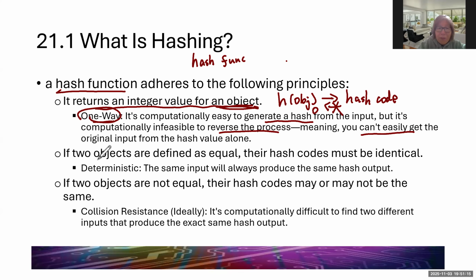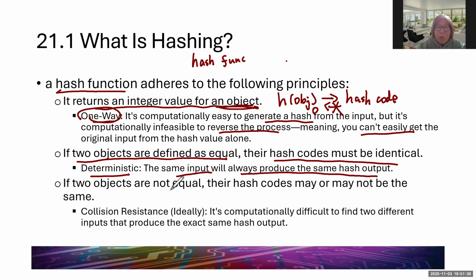The second principal requirement is if two objects are defined as equal, then the hash code must also be identical. We call this deterministic. The same input will always produce the same hash output. So if it is the same object, then the hash code must be the same.